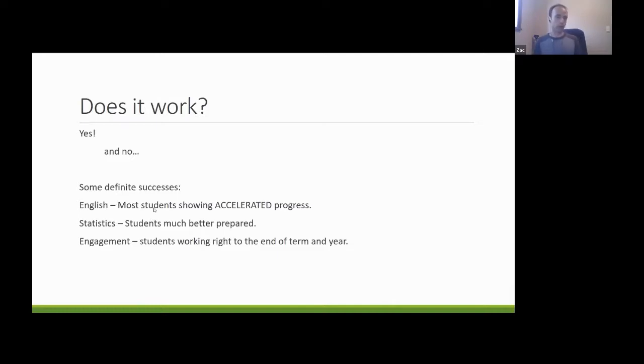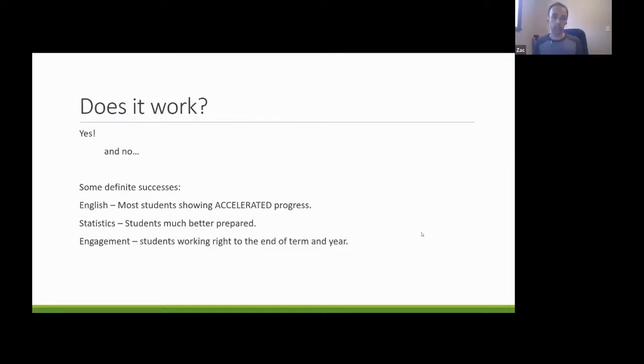So lots of people would ask, does it work? And I would say yes, absolutely, and no, sometimes it doesn't. Some definite successes are, in our school, in the English department, most students showed accelerated progress. Having those other contexts really worked well for them.